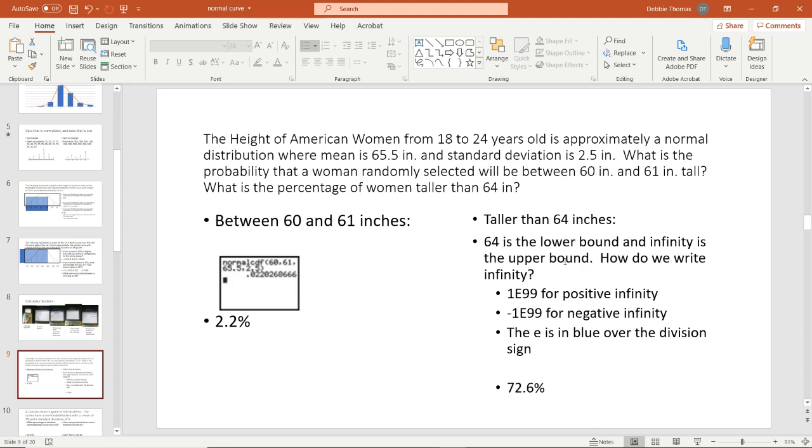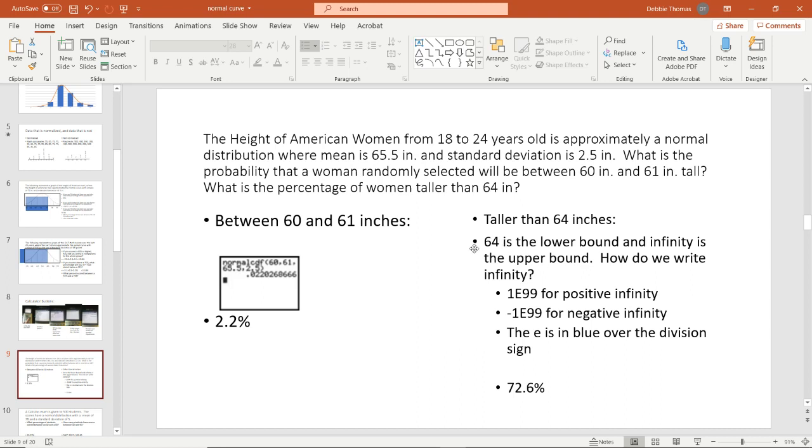Now, how your calculator wants you to write infinity is like this: 1E99 for positive infinity, and negative 1E99 for negative infinity. And the E I'm talking about is the blue E over your division sign. So you're going to have to hit second and the blue button to get the E into your calculator screen. So here we go. We're going to walk it through. You're going to hit the second variable button.